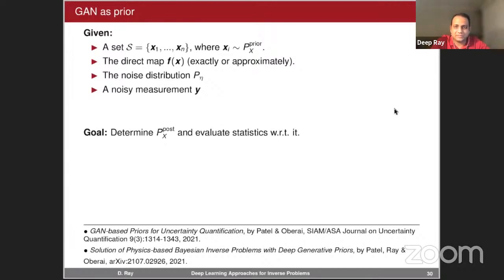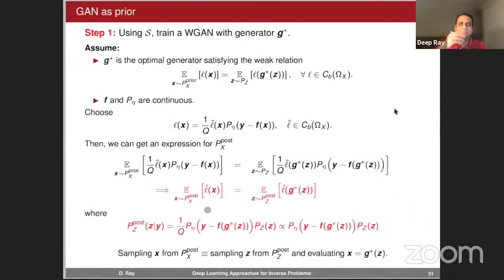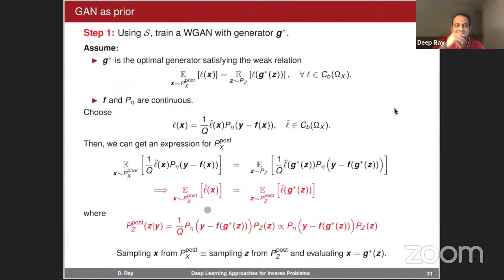The work that I'm describing here has been done by our group, and details can be found in these two papers. But essentially, this is the approach. Step one, you're given this data set S of prior samples. You train a WGAN to get a generator G star that is able to sample from it.